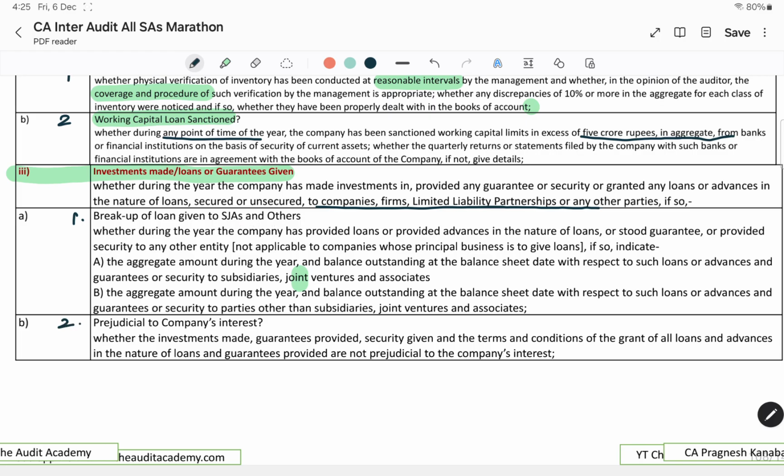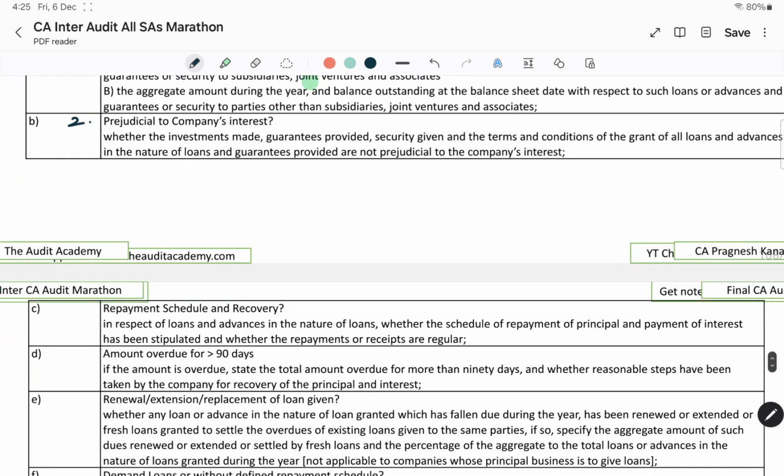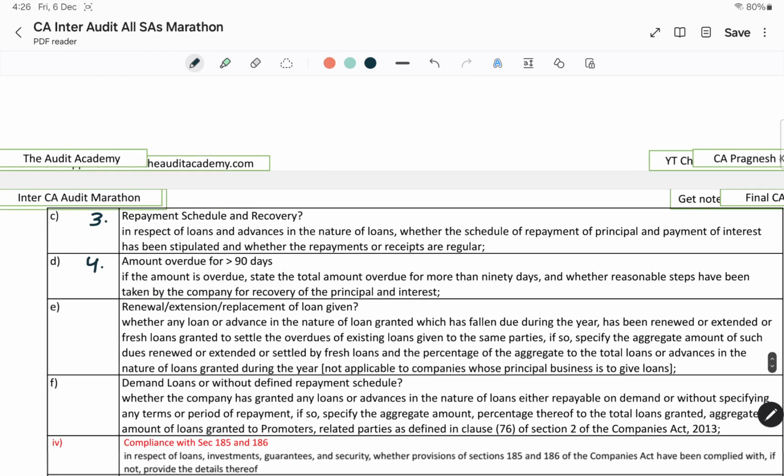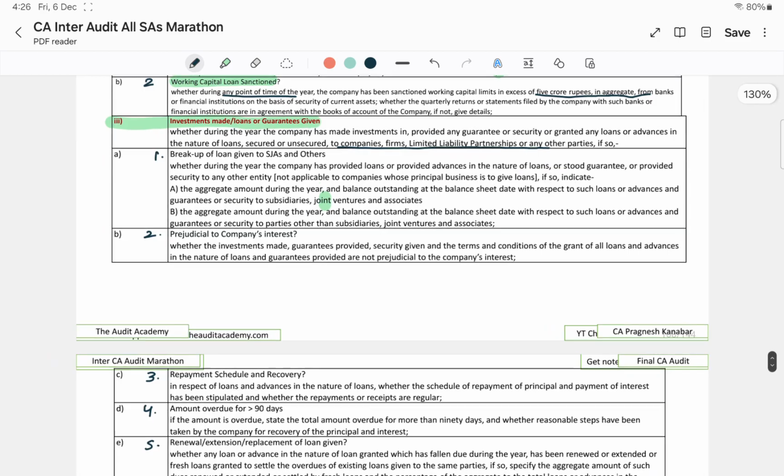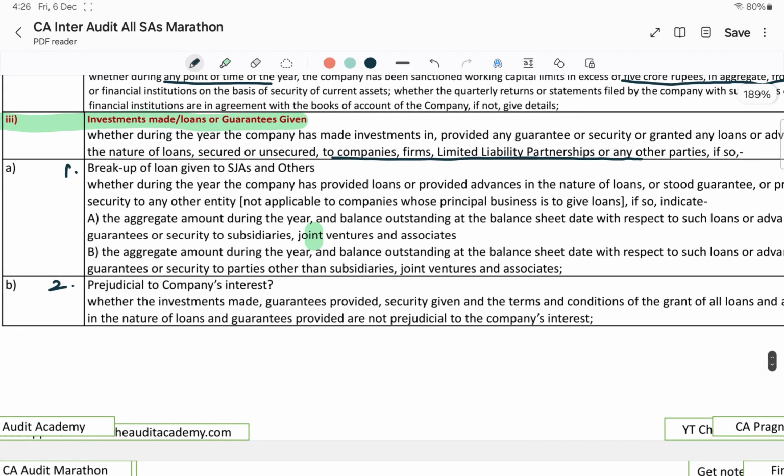Second is prejudicial to company's interests. Third is repayment schedule and recovery. Fourth is amount overdue for more than 90 days. Fifth is renewal, extension, replacement of loan given. Sixth is demand loan or without defined repayment schedule. These 6 points will be covered in clause 3.